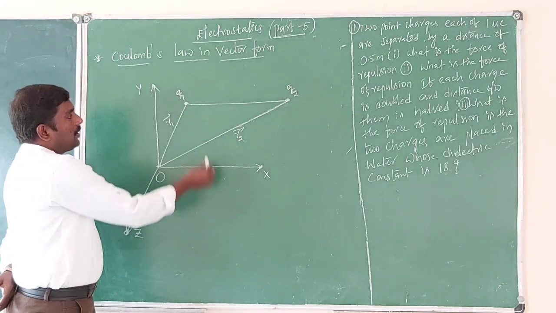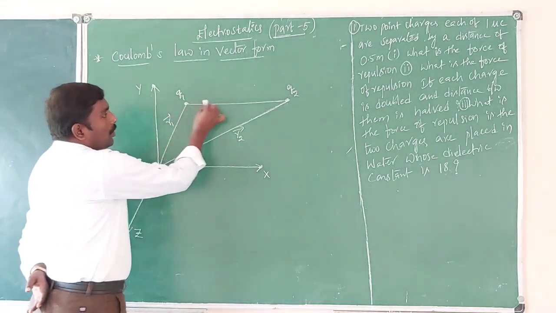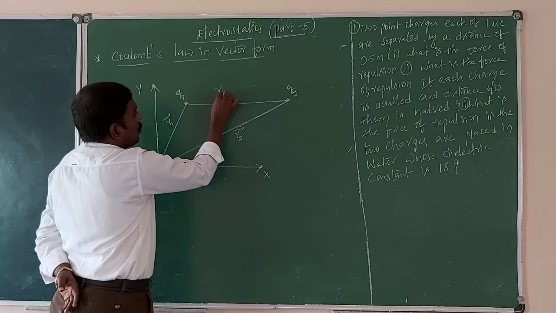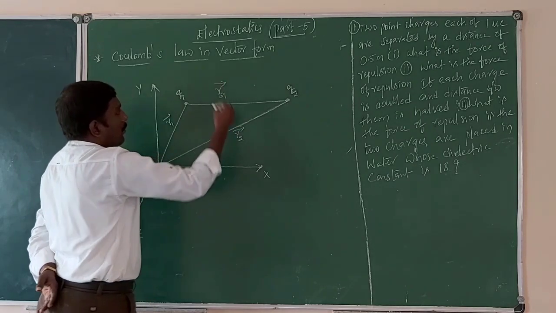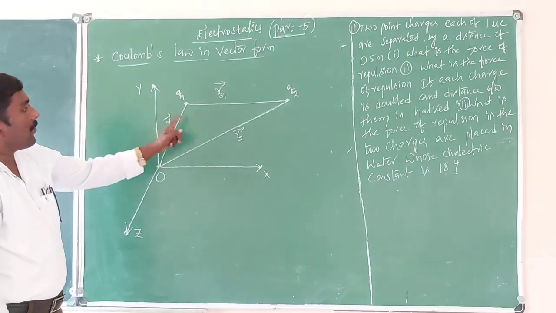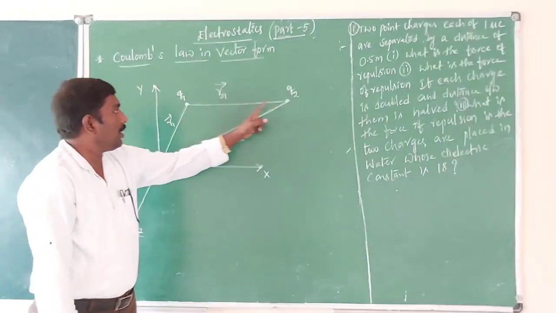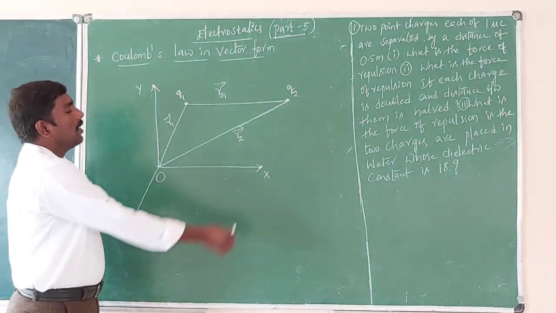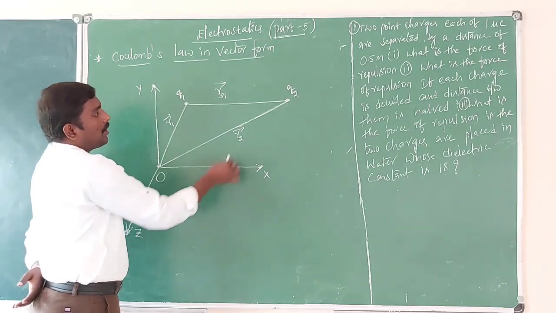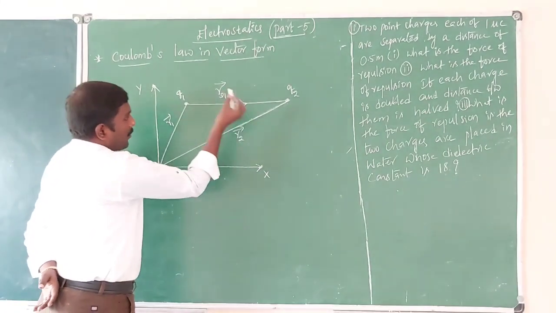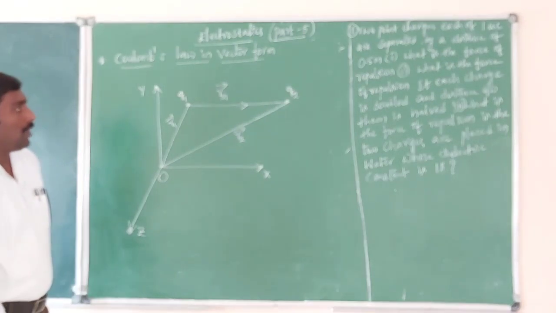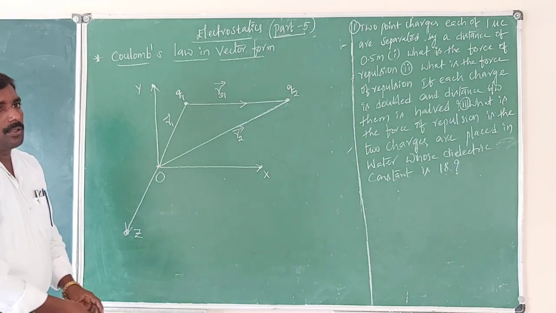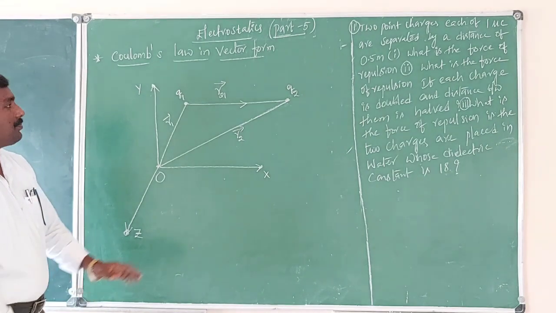The distance from Q1 to Q2 is the vector R21. The direction of R21 is like this, from Q1 to Q2.